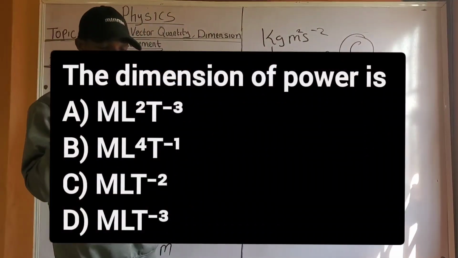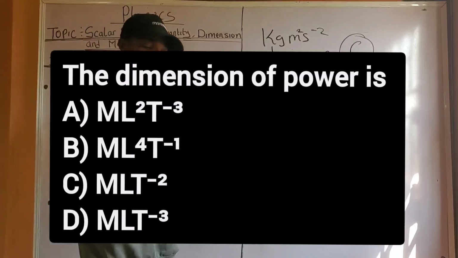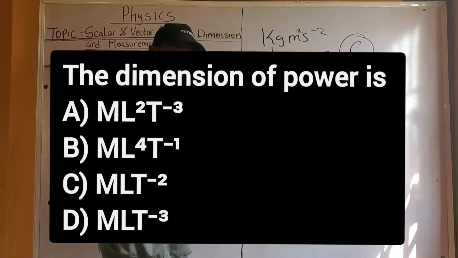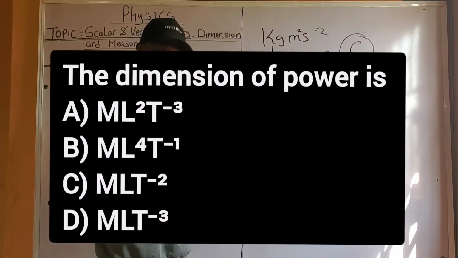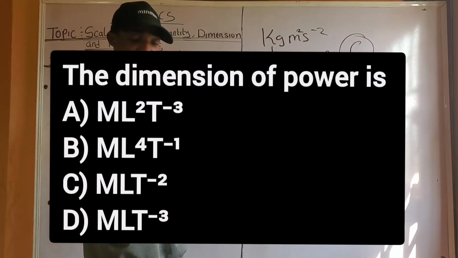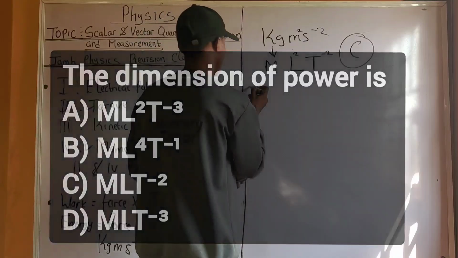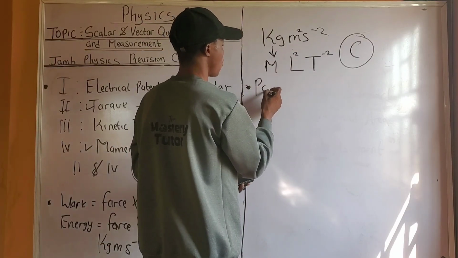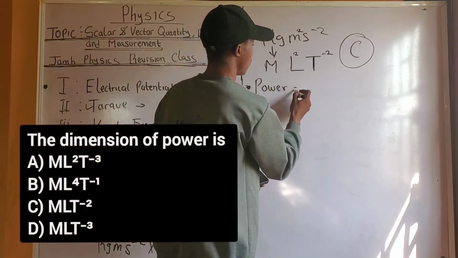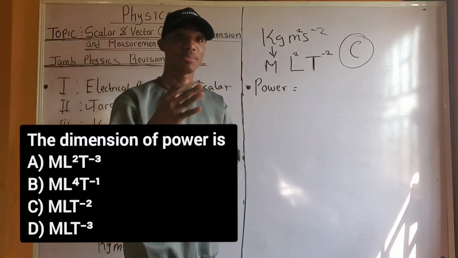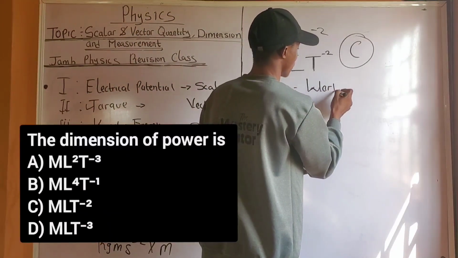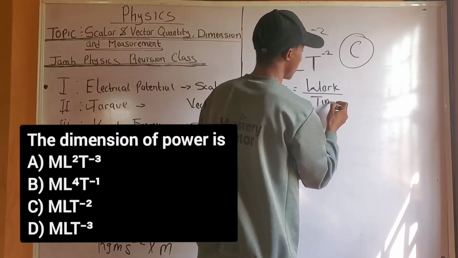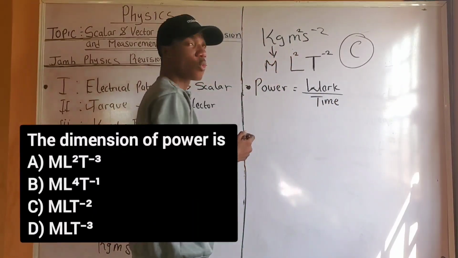The dimension of power is A, ML squared T raised to the power negative 3, B, ML raised to the power 4 T raised to the power negative 1, C, MLT raised to the power negative 2, D, MLT raised to the power negative 3. Okay, let's look at it. Power is the time rate of doing work, right? So that will be what? Work all over time.